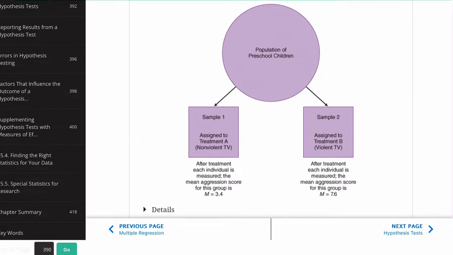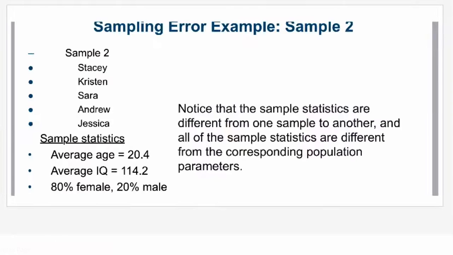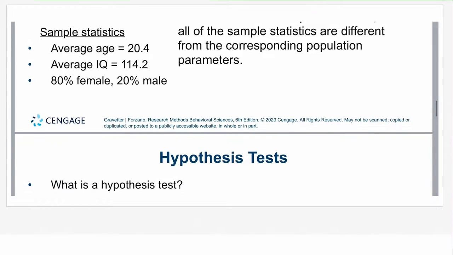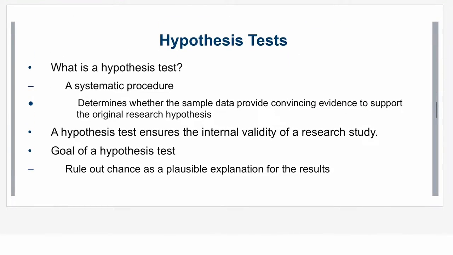Does it mean that those two samples are significantly different from each other, or is it just due to chance or sampling error? Just like you saw with the two samples we selected in the slides before, those two samples were very different from each other, but that was just by chance. That had nothing to do with the treatment, right? So how do we separate what is sampling error and what is due to the treatment? Well, that is where hypothesis tests come in.